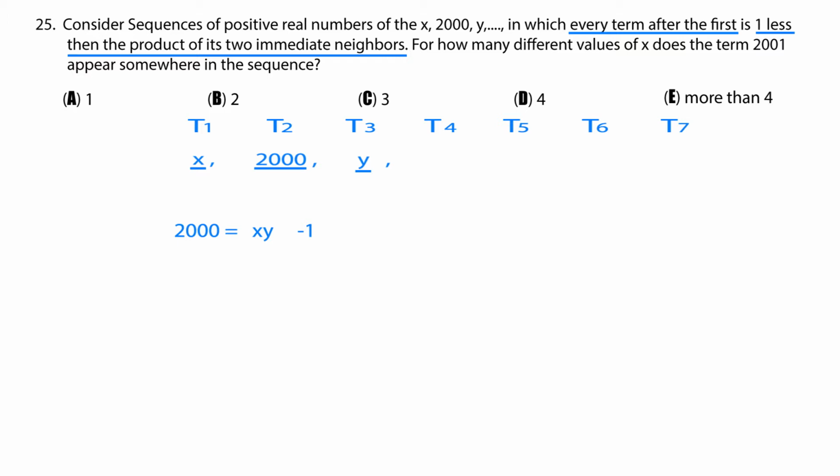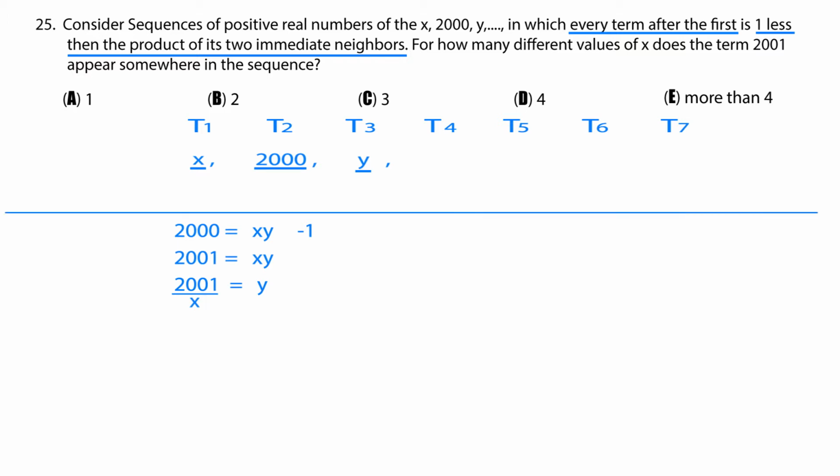All right, so for the first one, bring the 1 over: 2001 is equal to xy, and therefore y is equal to 2001 over x. Let's try to make this neat, not messy, so let's use different colors. x is fixed as x, 2000 is fixed as 2000, but y is 2001 over x. So far so good. That was T3 that we just found. Now let's figure out T4.